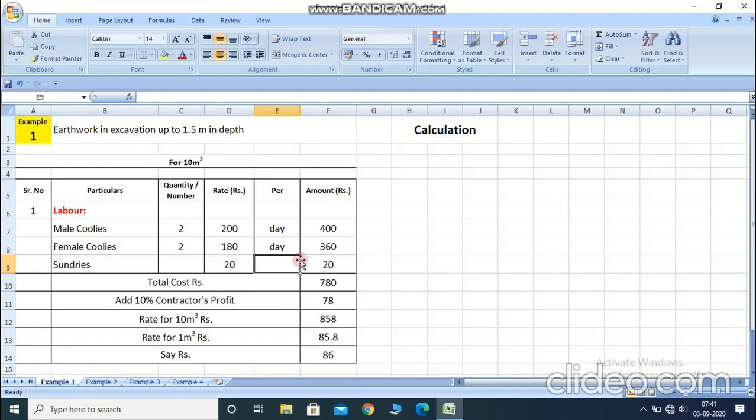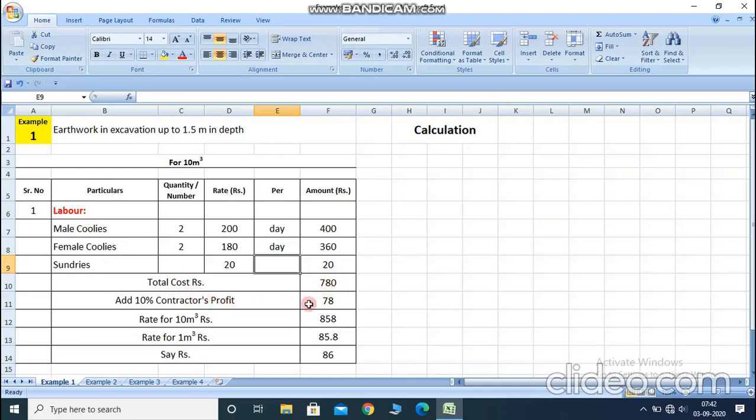cube. So here 200 multiplied by 2 is 400, 2 multiplied by 180 is 360, and 20 rupees extra cost. So the total cost for the earthwork in excavation up to 1.5 meter in depth, total cost in rupees is 780 rupees. So it's only for labor cost.